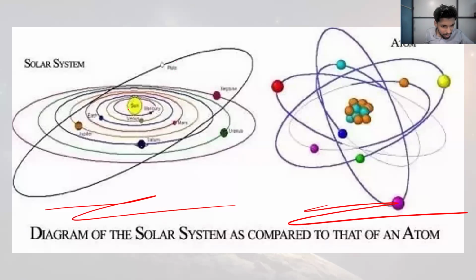Just compare the picture here below. At the center we have the sun. Here at the center we have the nucleus. Around the nucleus, the electrons are rotating, same like that. Here the planets are rotating around the sun. Am I right or no? Just look at the picture here below. What is happening? Did you get the idea?